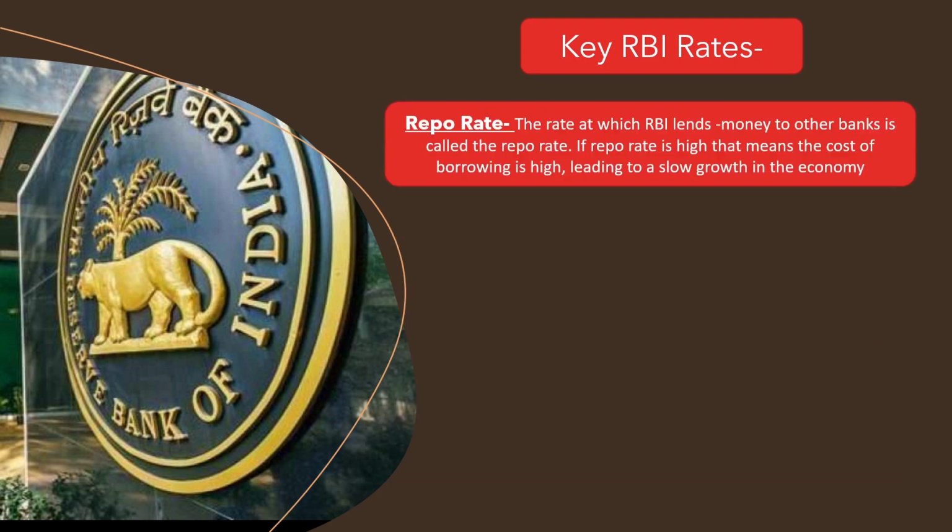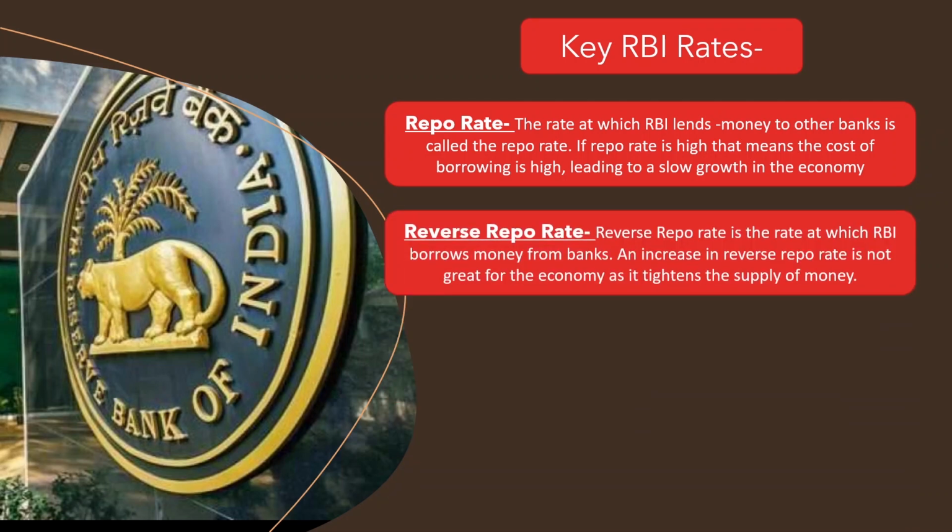The key RBI rates that you need to track are as follows. The first is the repo rate. Whenever banks want to borrow money, they can borrow the same from RBI. The rate at which RBI lends money to other banks is called the repo rate. If the repo rate is high, that means the cost of borrowing is high, leading to a slow growth in the economy. Markets don't like the RBI increasing the repo rates.